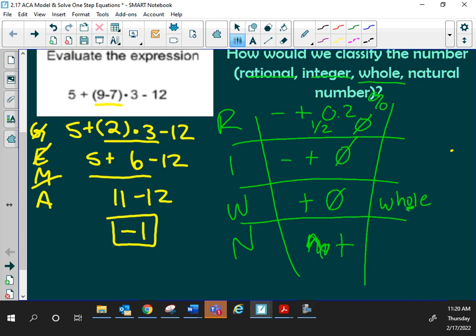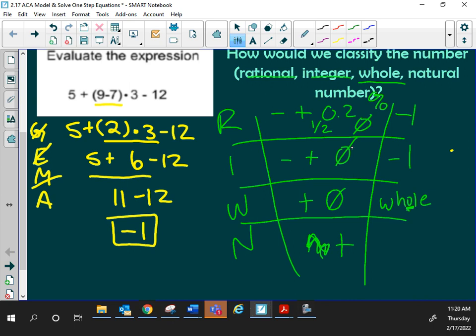Okay, so now let's classify -1. If I put it in the top of the funnel, would it be considered a rational number? Yes. -1 is a rational number. Would it go down one level to integers? Yes, it would. Would it go down another level? No. What stops it from going down? That negative sign. So if I was asking for the most specific classification, we would say integers. But if I listed all the classifications, it would be rational and integers.